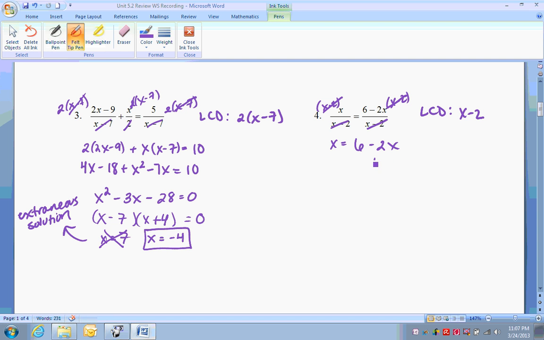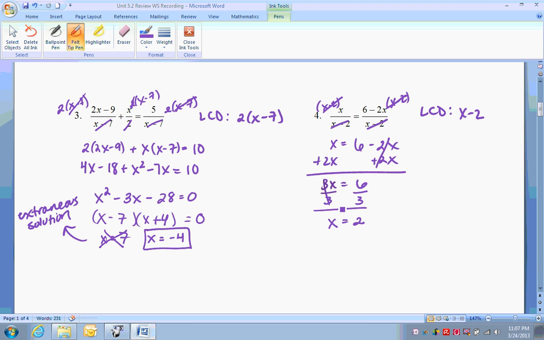Then I'm going to get all my x's on one side, so I add 2x to both sides, and I'm left with 3x equals 6. Then I can divide both sides by 3, and I'm left with x equals 2.